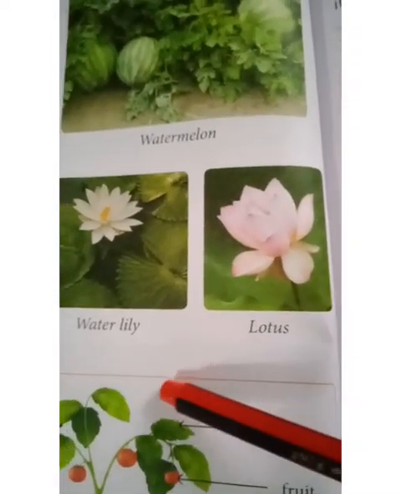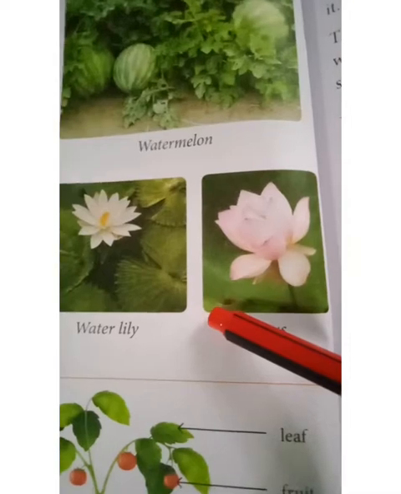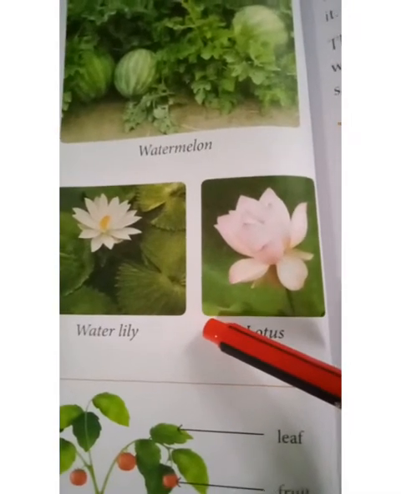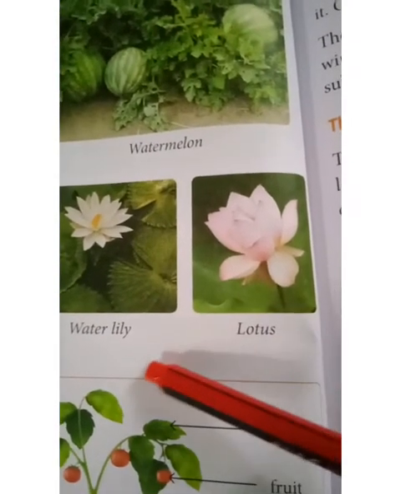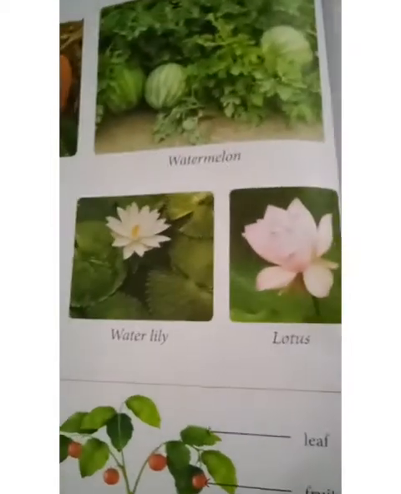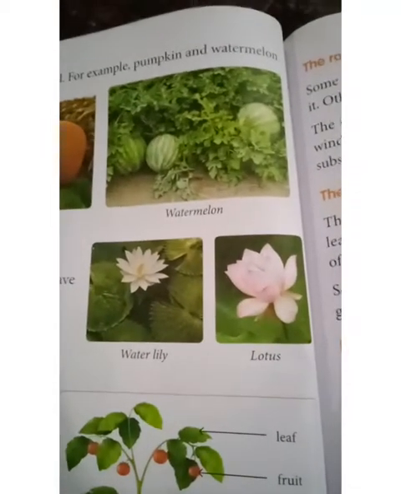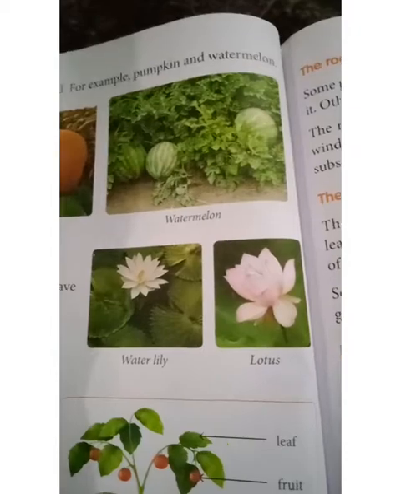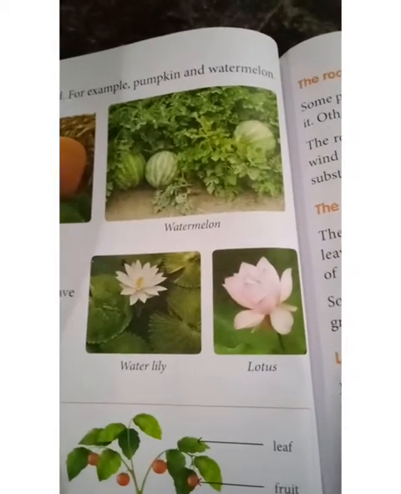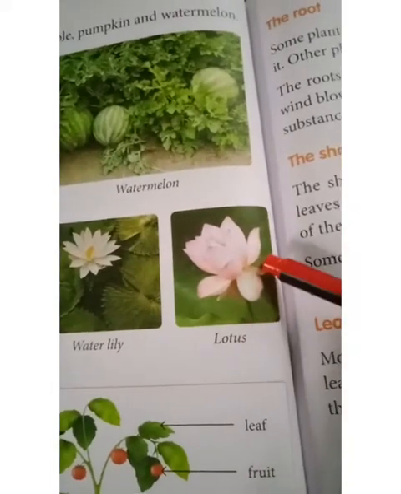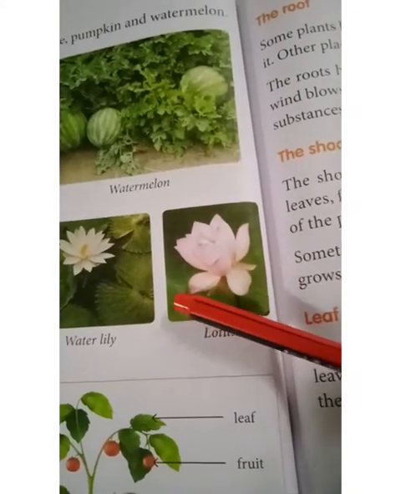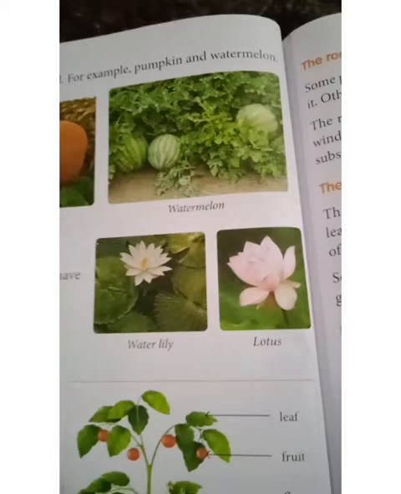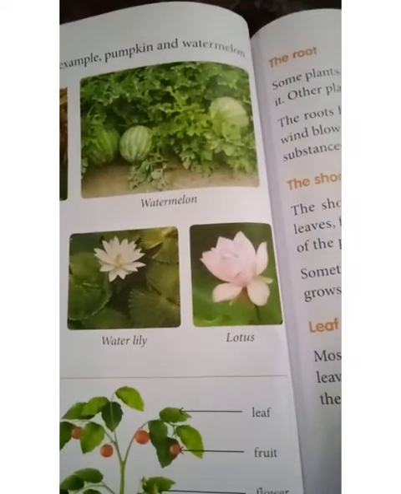Some plants grow in water. They have soft and green stems. For example, water lily and lotus.